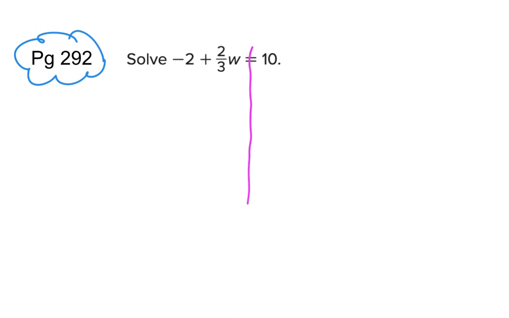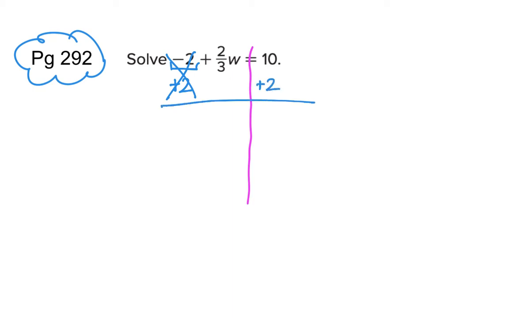All right, so right now I've got -2 plus 2/3 w equals 10. We know that we have to get rid of this plus -2 first so that we can help isolate our variable with undoing that multiplication second. So in order to undo -2, or to get rid of this -2, if you will, we need to add 2, because -2 plus 2 is going to cancel out, right? And then we're going to do that on the other side.